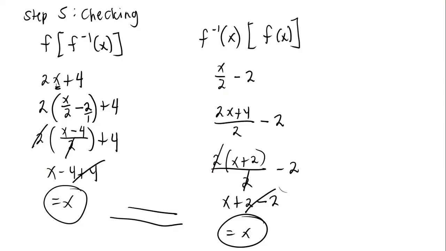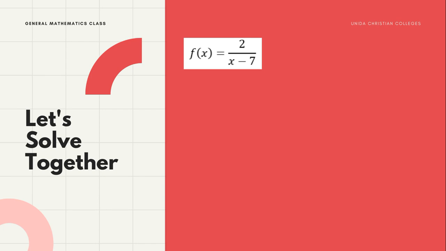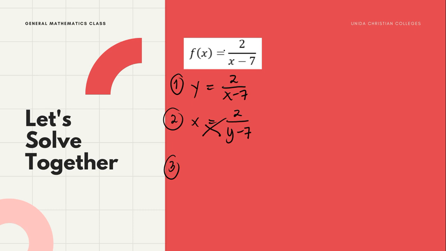Okay? Next. Next example. Okay, so we have here 2 over x minus 7. So step number 1, we have to replace y to f of x. So magiging y is equal to 2 over x minus 7. Step number 2, we will interchange x and y. So magiging x is equal to 2 over y minus 7. Step number 3, you will solve y in terms of x. So here, we can cross multiply. So magiging x times y minus 7 is equal to 2.